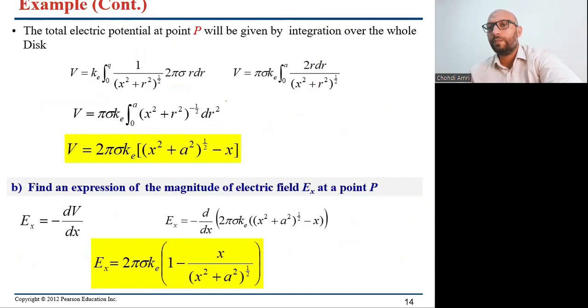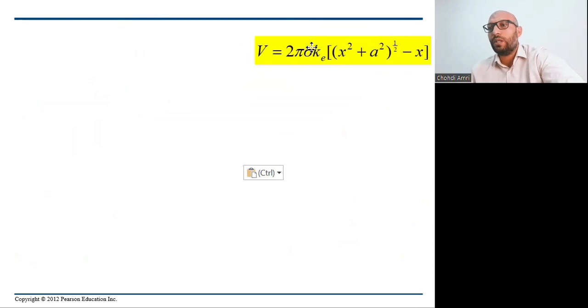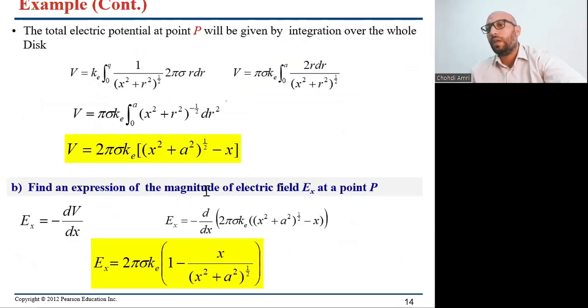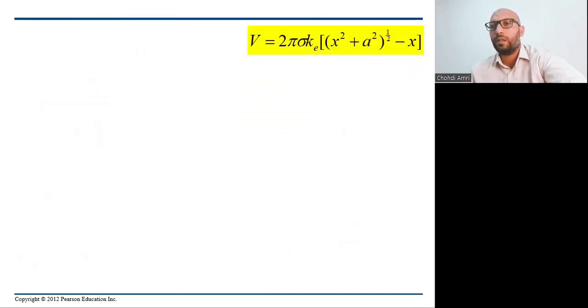Let's move to the next question. The next question is asking to find the expression of the magnitude of the electric field at the point P. As we did in the previous example, you see that the electric potential depends only on x. So what we're gonna do, we will write the x component of the electric field is equal to minus dV over dx. So we just want to differentiate this equation to get the electric field.